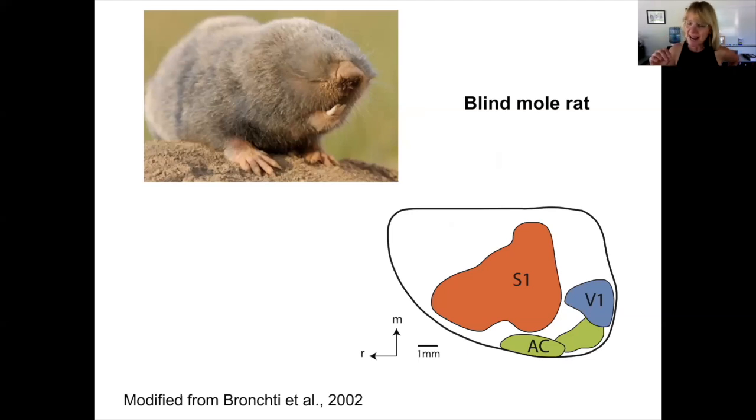You can't get rid of some aspects of cortical organization. And this is a really nice study, modified from Bronstein et al. And this is a blind mole rat. So here's the nose of the blind mole rat. Here are the teeth. This is the eyelid, and the eyelid has grown over the eye, and the eyes are microphthalmic. They're about the size of a pinhead.